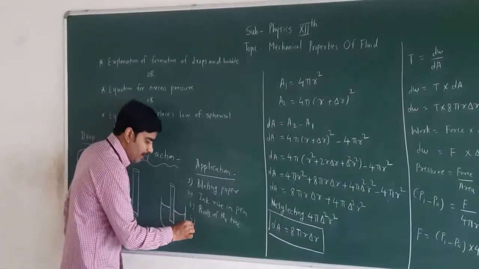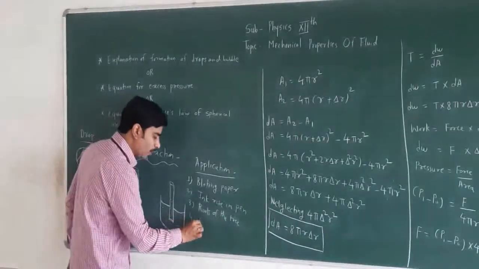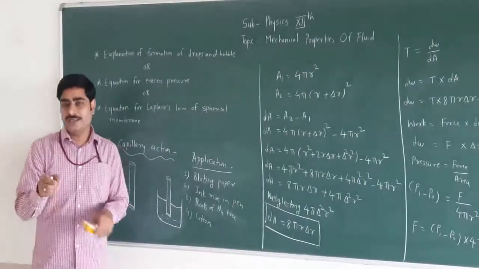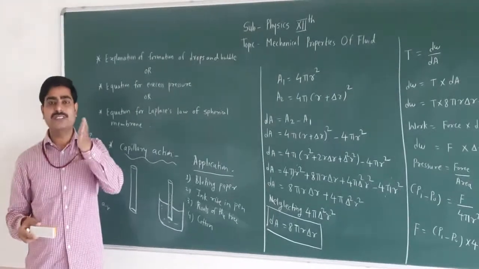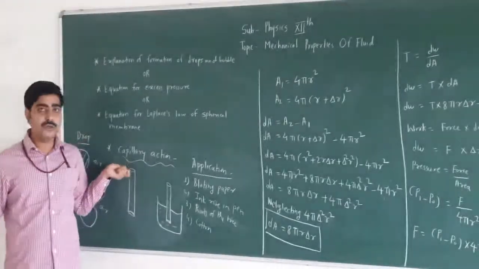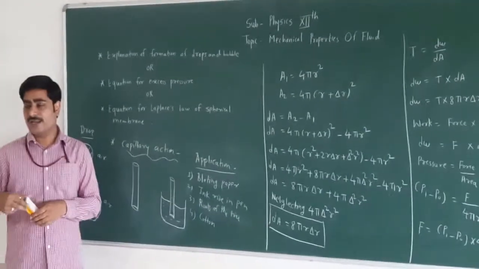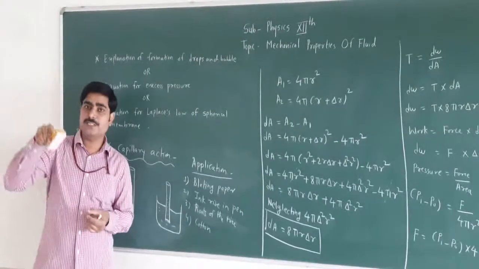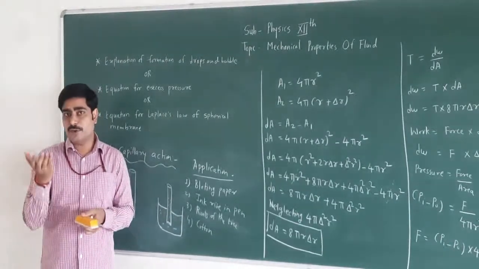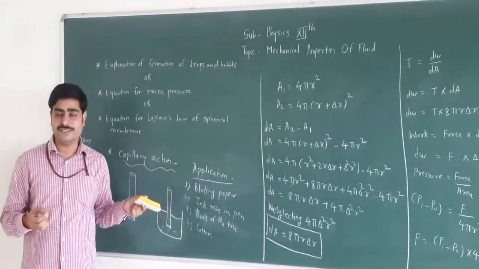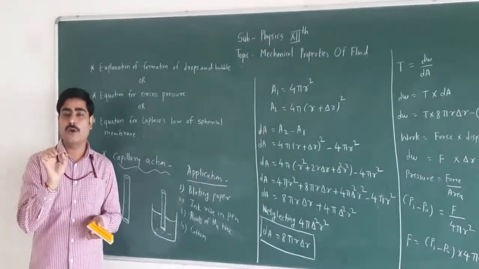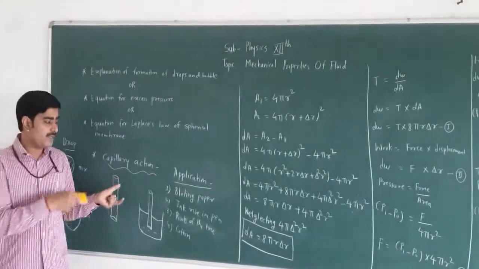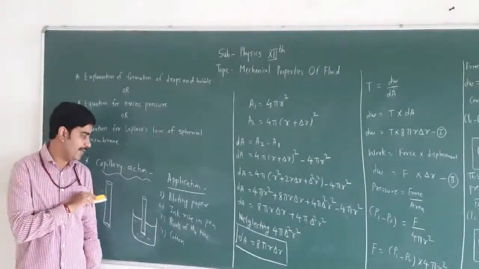Again, if we take cotton and dip it in oil, then the oil level rises in the cotton, that is also due to capillary action. Another example: if we dip a sponge in water, then the water will be absorbed in the sponge, that is also due to capillary action, because the sponge has small pores, and these pores act as capillary tubes. So all these are applications of capillary action.